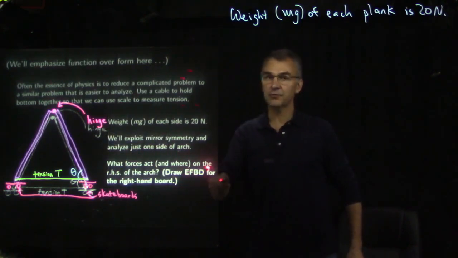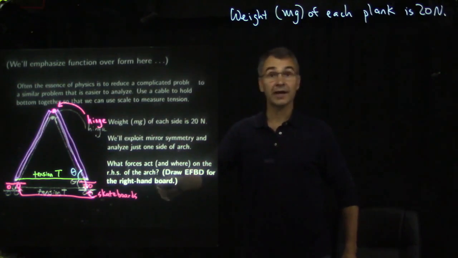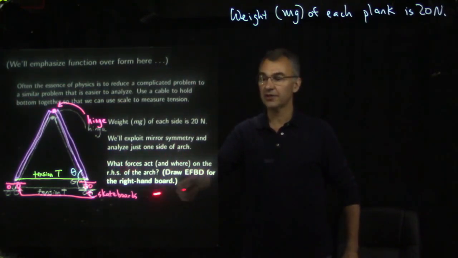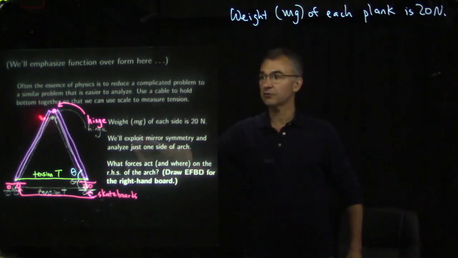So if we draw an extended free body diagram for the right-hand plank, what forces act and where do they act? So let's figure out the forces. Let's figure out the points of application of those forces, and let's figure out the line of action of each force that acts on the right-hand side of the arch. And we will do that as part of drawing an extended free body diagram for the right-hand plank.